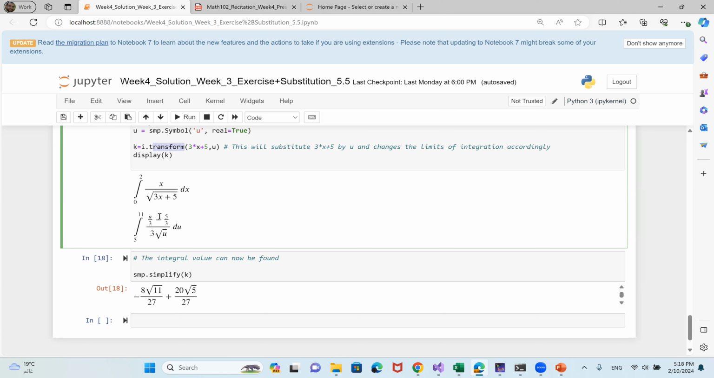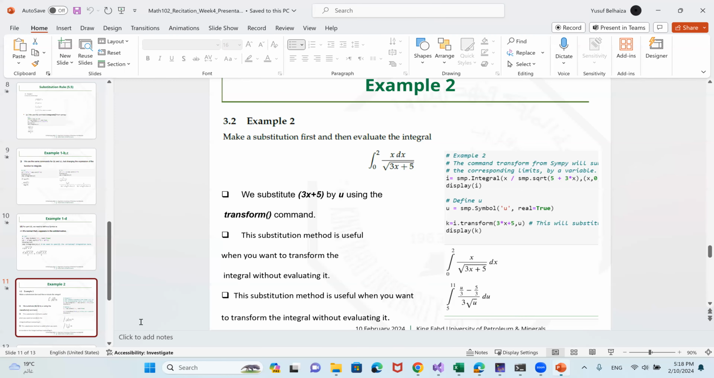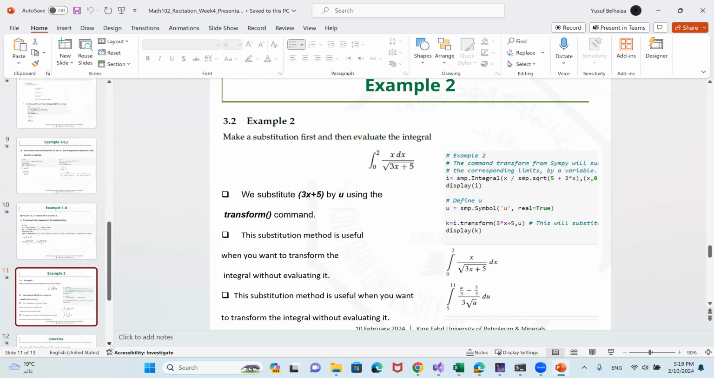You can make it much better by using this new command, which is simplify. What is the purpose of simplify? Simplify would give you directly the value of k, because k is a definite integral. So this is exactly the value of the integral: minus 8 square root of 11 over 27 plus 20 times root of 5 over 27. So that's for the second example.